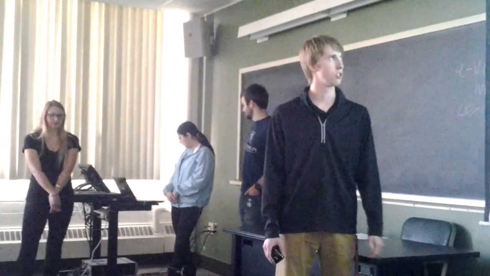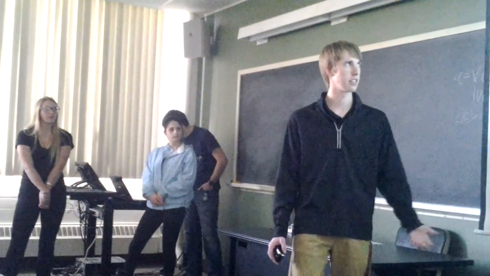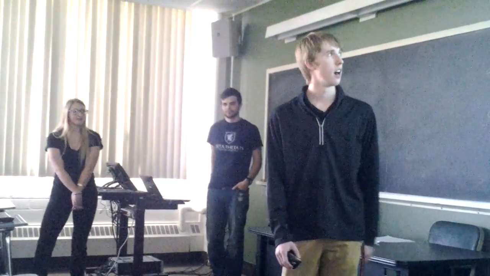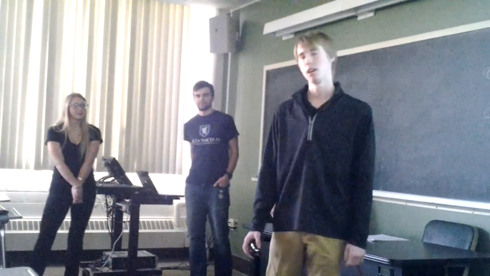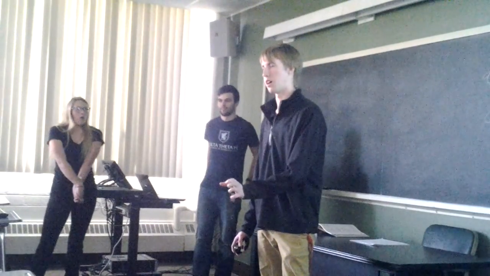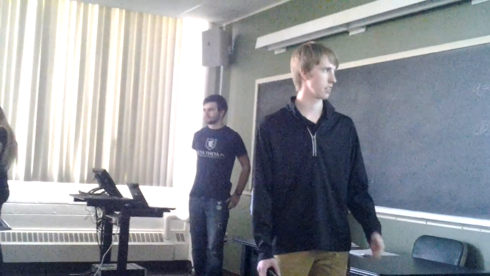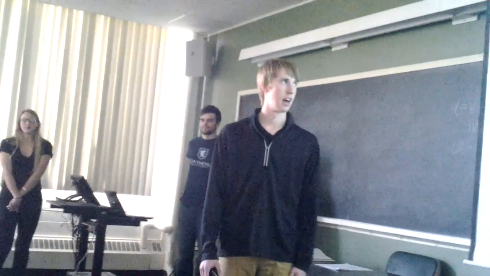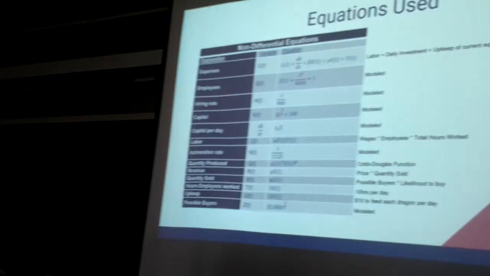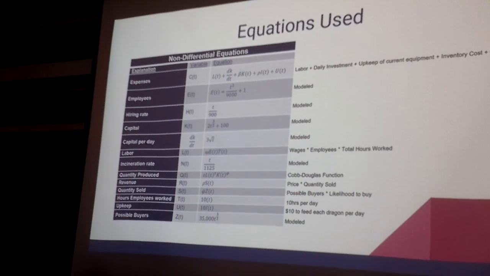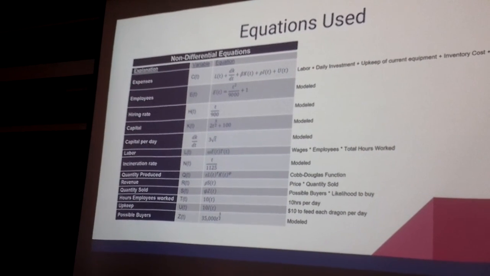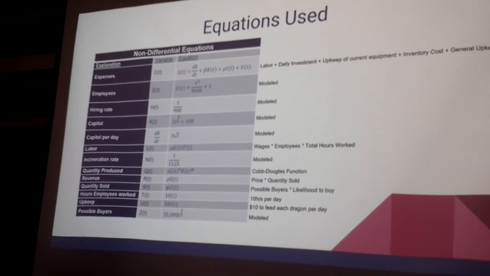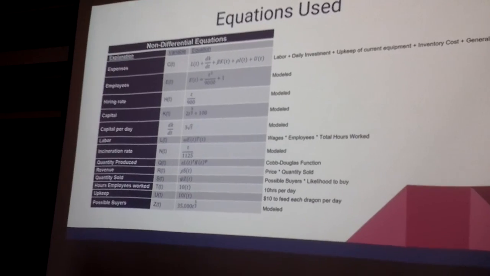Our expenses, which is C(t), is our labor, plus the daily investment, which is our dK/dt, that's how much we invest in our capital per day, times beta K(t), which is how much of our current capital goes bad and we have to upkeep or maintain. So the beta is our maintenance rate, and the K(t) is our current amount of capital. And then the price of our inventory, and then the general upkeep or the fixed cost, keeping the lights on, feeding the dragons, that sort of thing. And then we also modeled the employees, which we're going to go through in depth how we got to that.